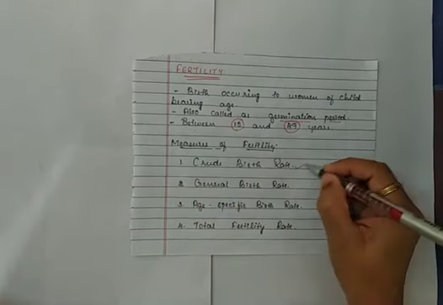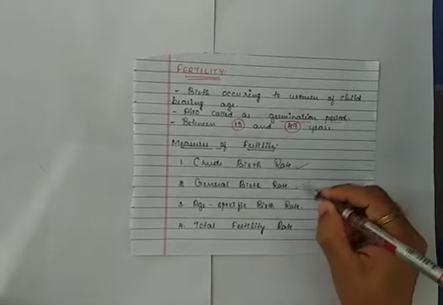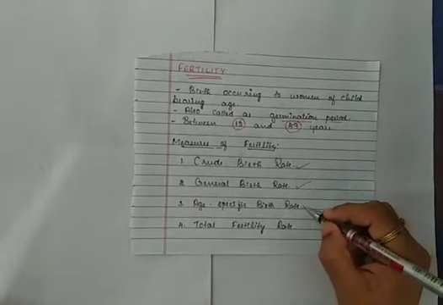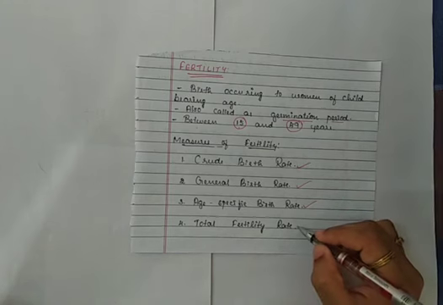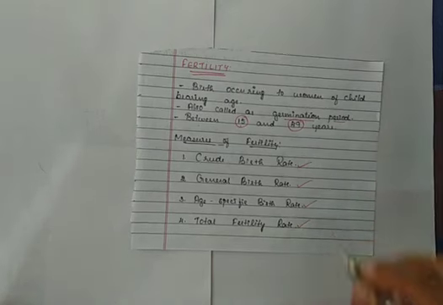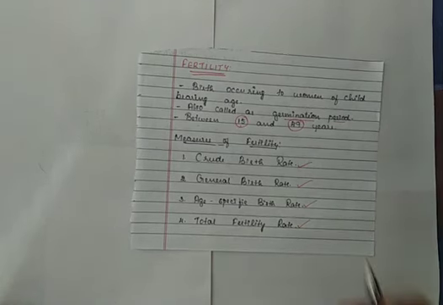So the first one is crude birth rate, the second one is general birth rate, the third one is age specific birth rate, and the fourth one is total fertility rate. I hope you all got the meaning of fertility, and these are the measures of fertility. So the first one now, crude birth rate, isn't it? Now our practical part starts. Okay, so the crude birth rate.